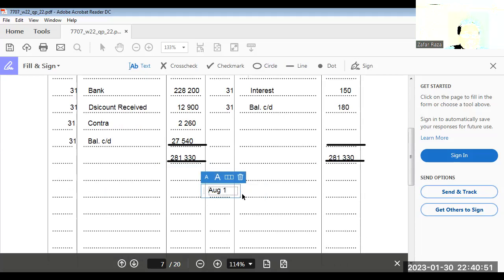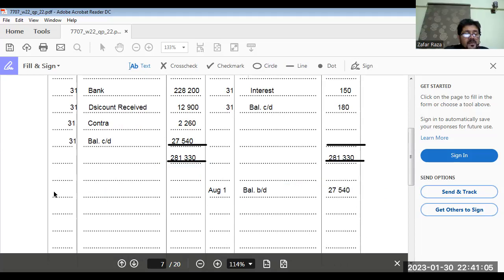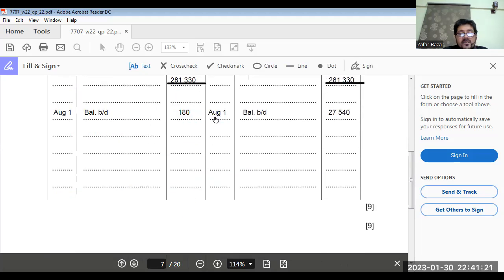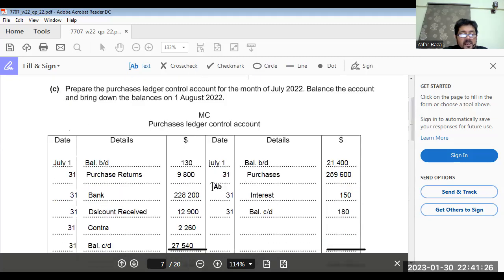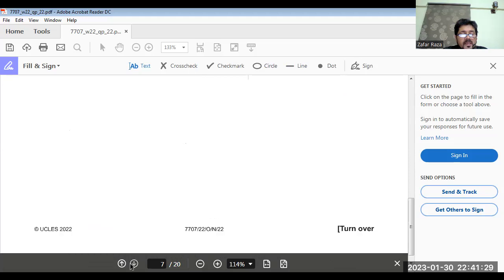Now, come to August 1. August 1, balance BD of liabilities 27,540. And what we have to receive from our customer, the small balance BD is 180. This is how we have to complete this control account. Now move to the next question.